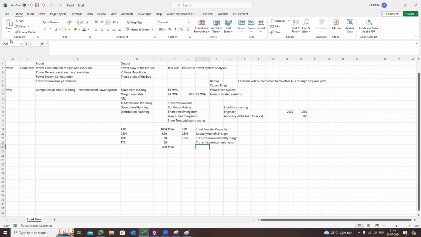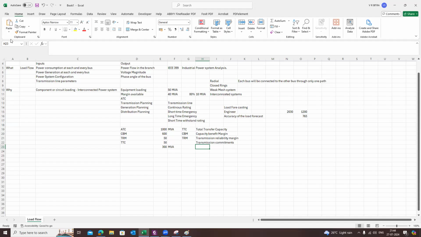Sir, total transfer capacity is 1000. So what is the terminology of capacity benefit margin and transmission reliability margin, sir? What is behind the terminology? Please explain. So what I understand from your question is, what is the capacity benefit margin, right? Is it correct? Yes, sir.